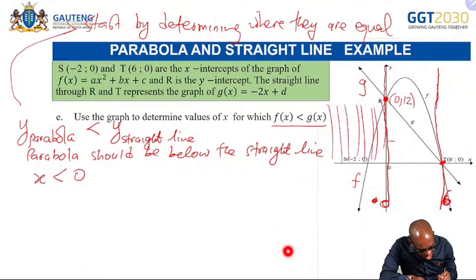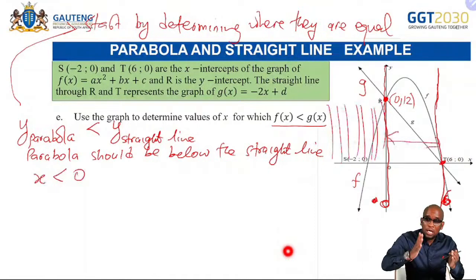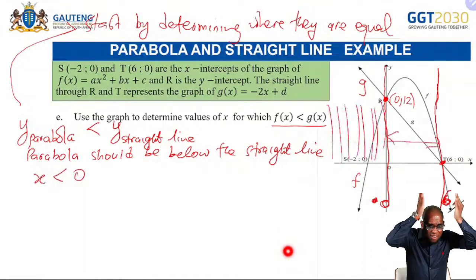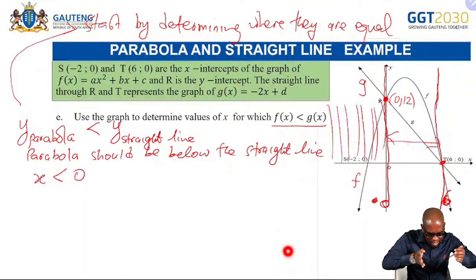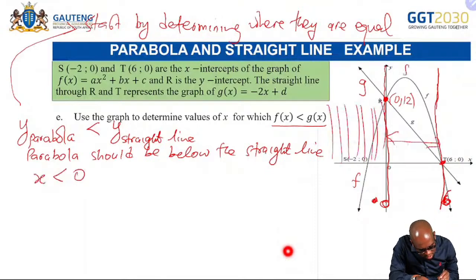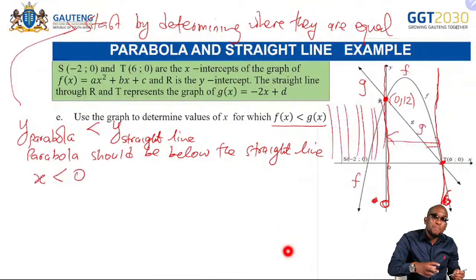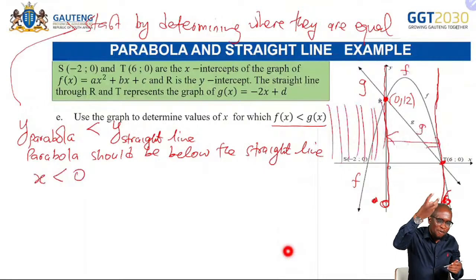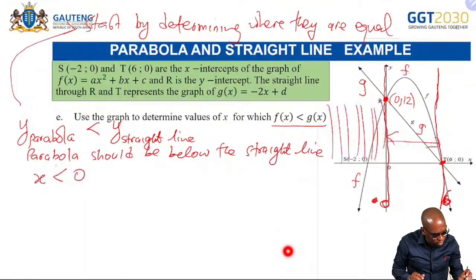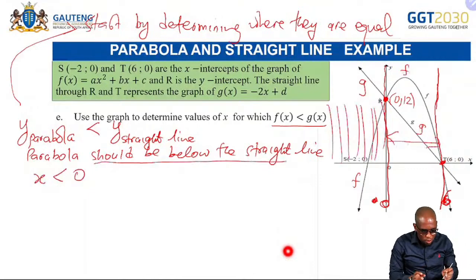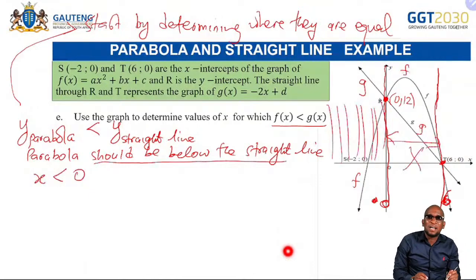Now let us check in between my two critical values, the two vertical lines. You can see that this is F and this is G. The parabola is now above and the straight line is below. That's not what I'm looking for. I'm looking for the parabola to be below. So that region does not have my answer.